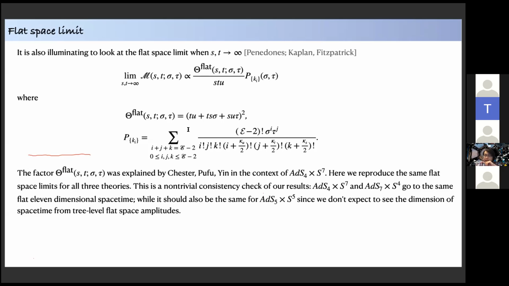I'm running out of time, so let me just quickly mention that we can also do an interesting consistency check by going to the flat space limit. It was pointed out in these papers that in the high energy limit of the AdS amplitude, we should get back the flat space scattering amplitude. We look at this limit for all three families of amplitudes, and we find that they always take this universal form. This is a consistency check because in flat space at tree level we don't expect to see the dimension of spacetime, so the fact that we get the same answer is a good thing.